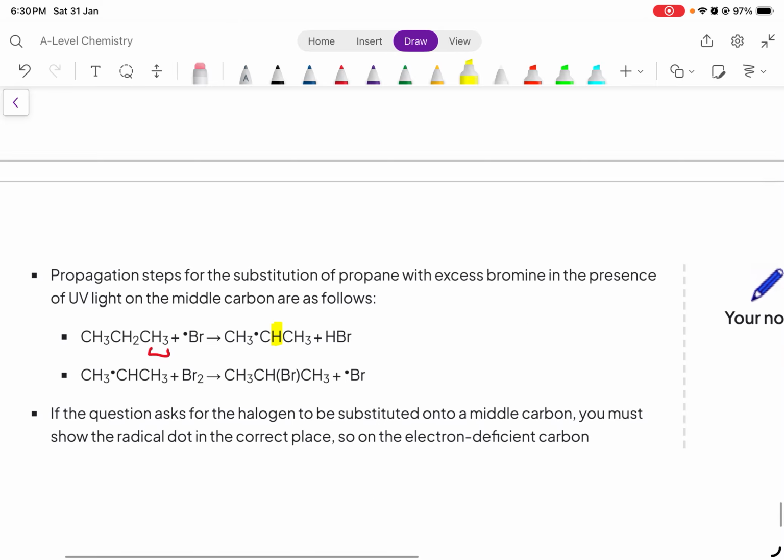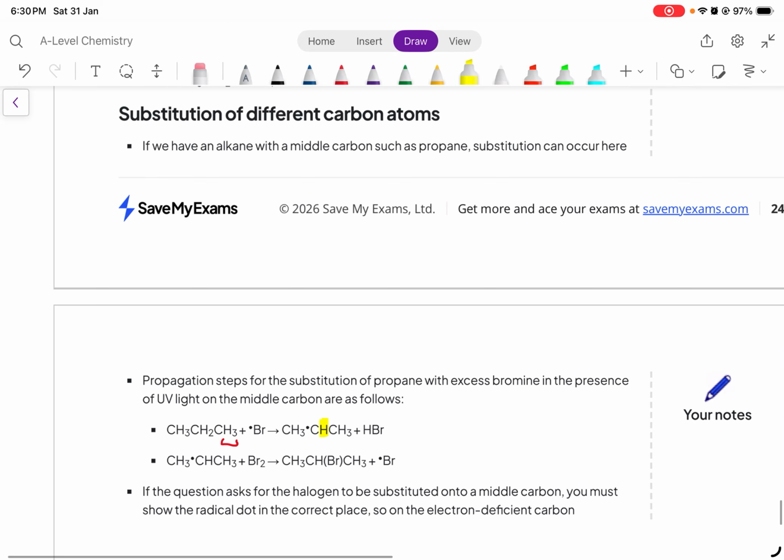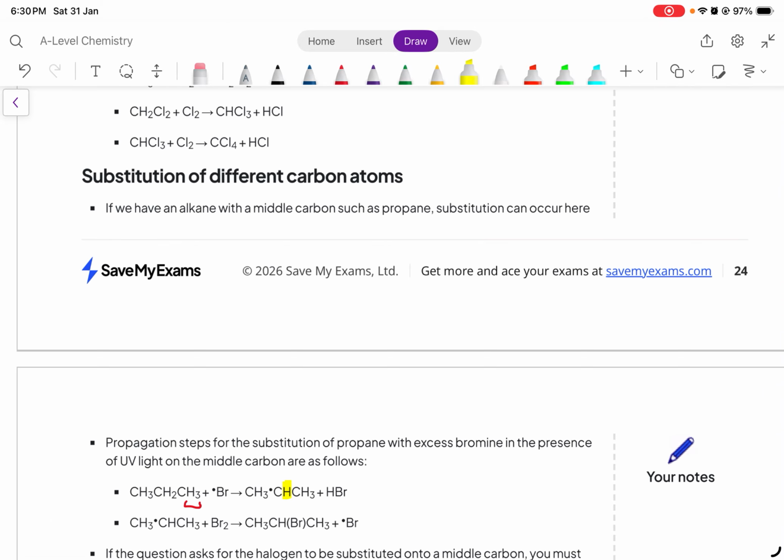Okay, so that's pretty much it for alkane. And feel free to let me know if there are any questions.